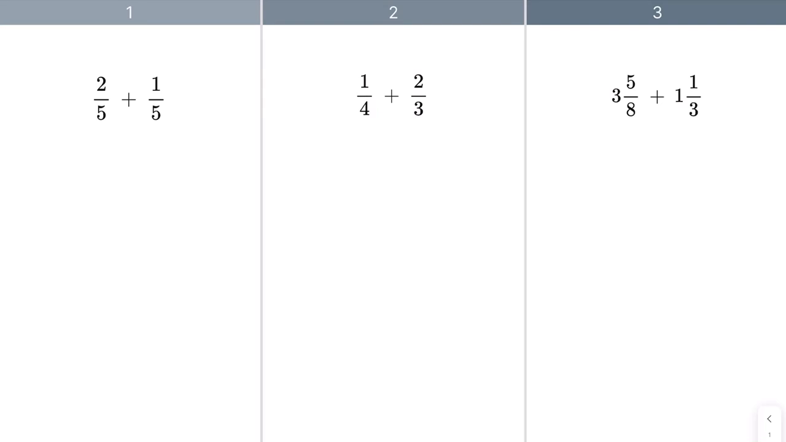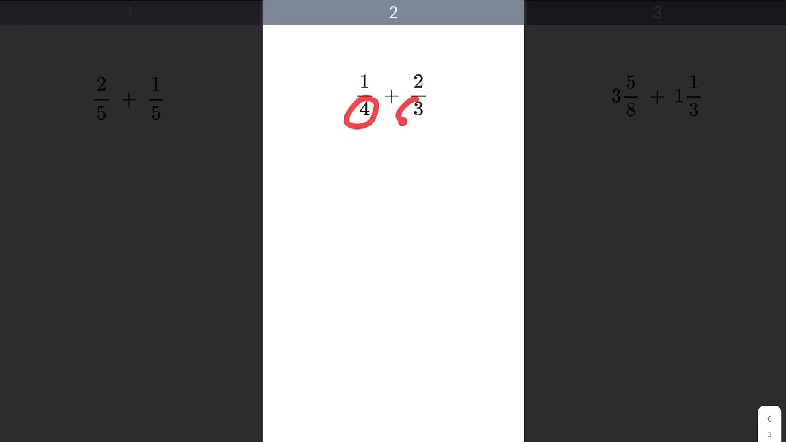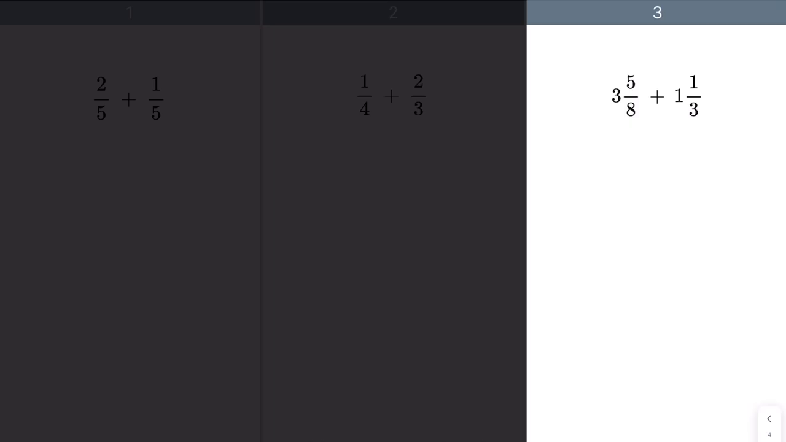Adding and subtracting fractions is what we're going to look at in this video. It's split into three parts. We're first going to start by looking at examples like this, where the denominator is the same. We're then going to move on to looking at examples where the denominator is not the same. And then finally, we're going to look at adding mixed fractions.